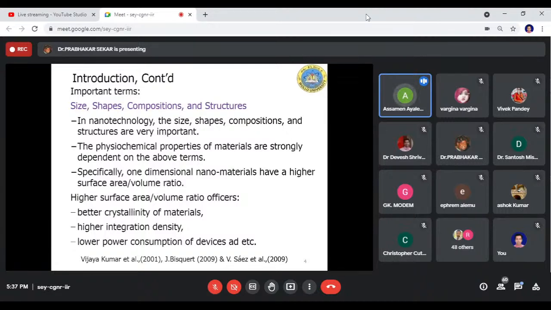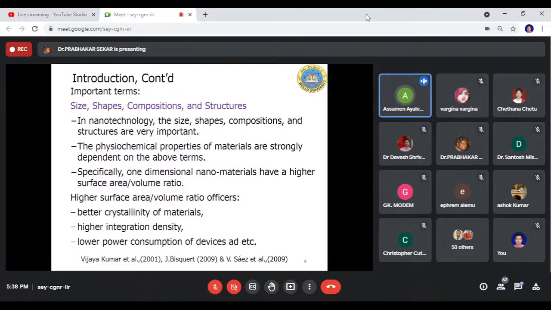In addition, the shape of the material creates a difference in nanotechnology. For instance, we may have nanowires, nanocubes, nanopyramids, and other shapes. So with the same material but different shapes, there may be different properties because of the shape. Furthermore, the composition of the material is a very important issue. For example, composite materials at the nanoscale may have unique properties compared to bulk materials. So in nanotechnology, the size, shape, composition, and structure are all very important.